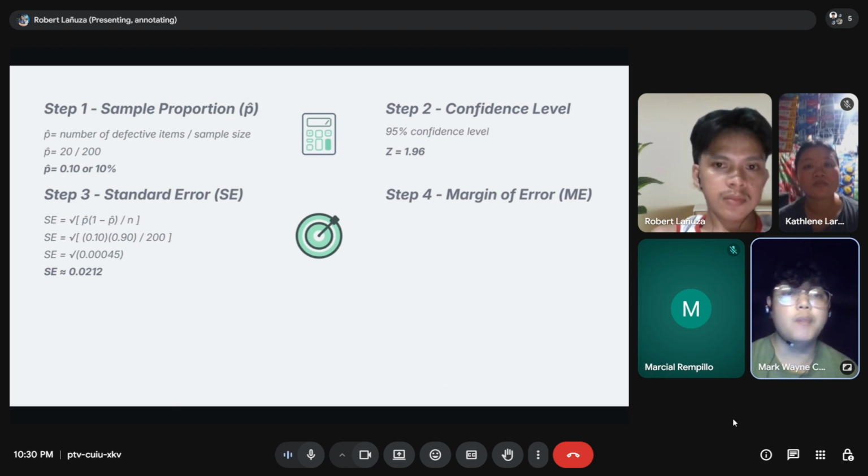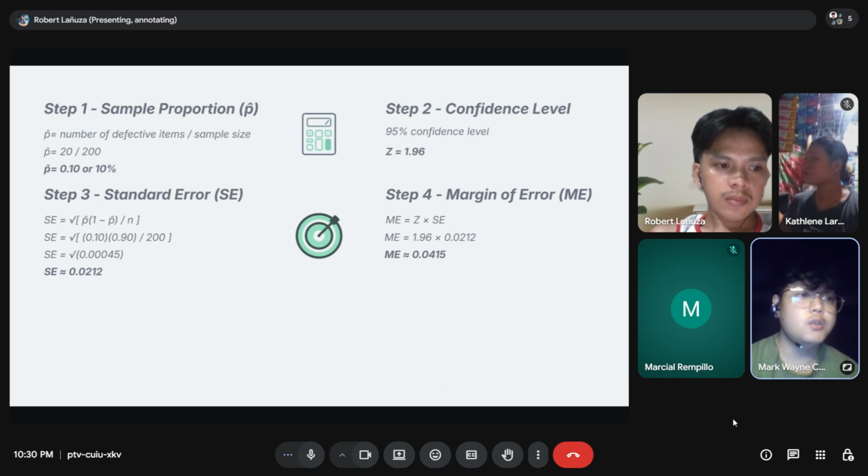Then moving on to the fourth step, we will compute the margin of error. The formula for the margin of error is the z-value times the standard error. So substituting those values, 1.96 times 0.0212, which is approximately equal to 0.0415.